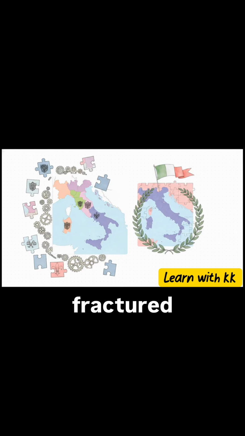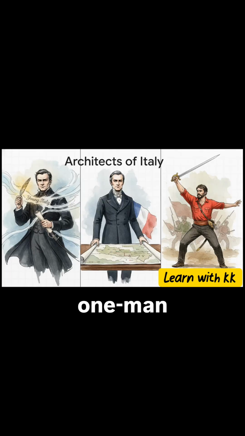Getting from that fractured reality to the unified nation we recognize today was incredibly complex. And unlike Germany's one-man show under Bismarck, Italy required a whole diverse cast of characters. First up, you had Giuseppe Mazzini. He was this visionary who believed God intended nations to be the natural units of mankind. And he formed the underground secret society Young Italy to spread this radical idea.